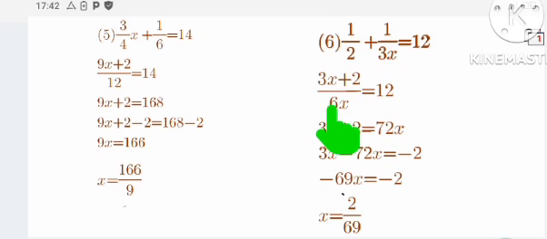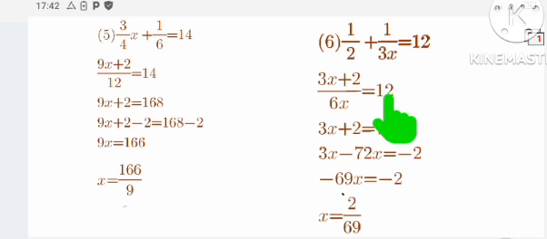So what do we do after that? Just like we've been discussing, we say 6x, which is the common denominator, divided by 2. That will give you 3x. Then we say 3x times the numerator. We have 3x times 1, which will give you 3x. Here we have 6x divided by 3x, that will give you 2. 2 times 1 will give you 2. This is equal to 12.